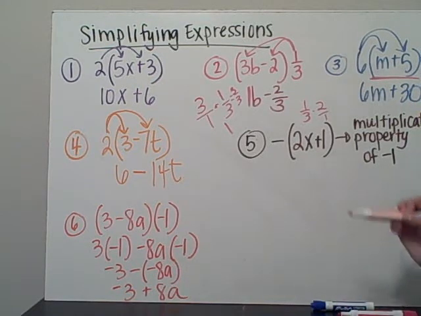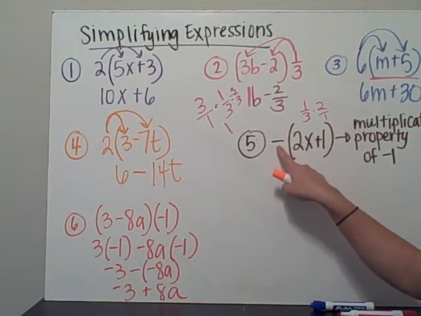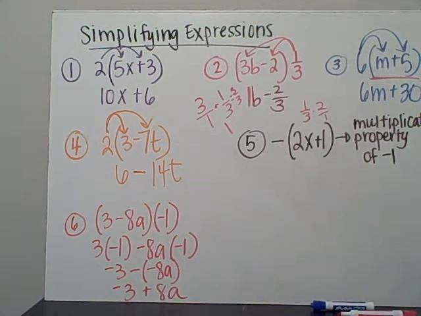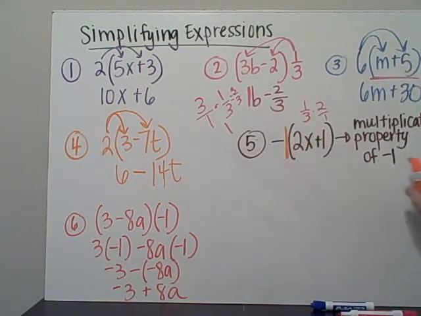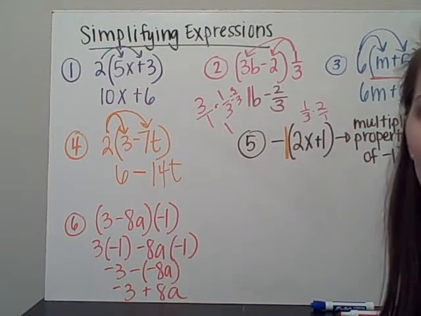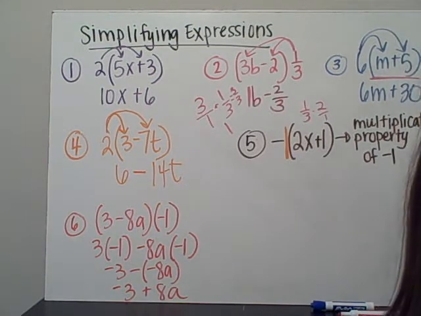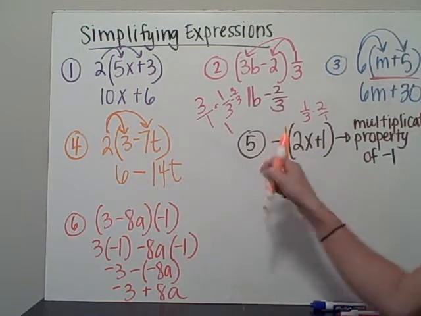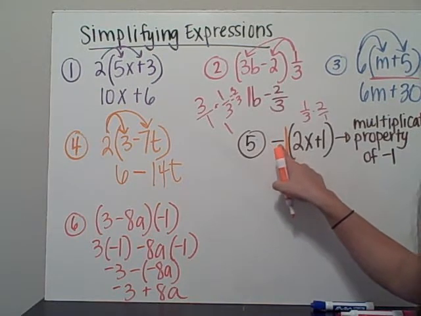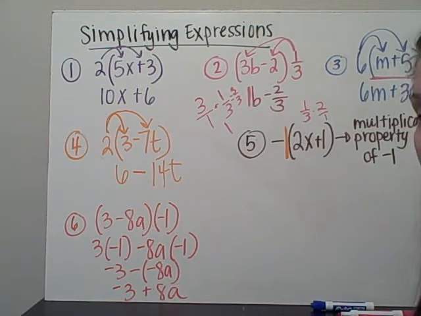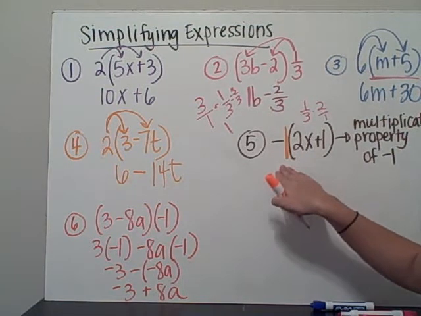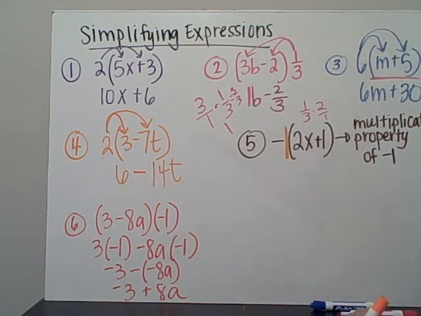Now, if you look here, we have a minus sign on the outside. This is actually considered a -1. This is the multiplication property of -1. Mathematicians are lazy. We don't like to write the 1 if we don't have to. So anytime you see a minus sign on the outside of our parentheses, it actually represents a -1. So we are going to distribute this -1 to everything inside our parentheses.